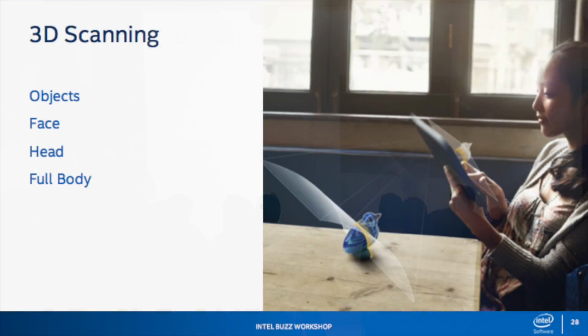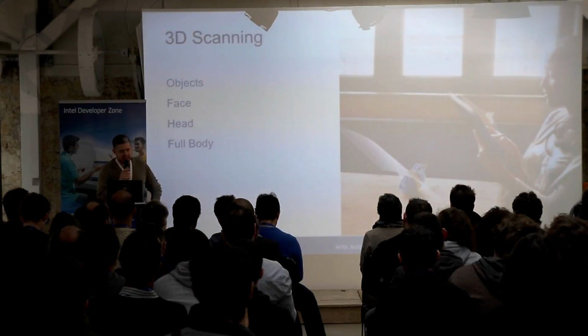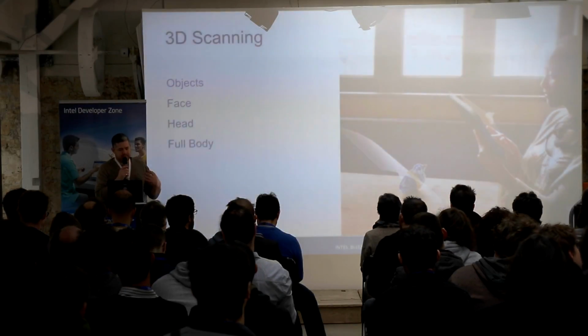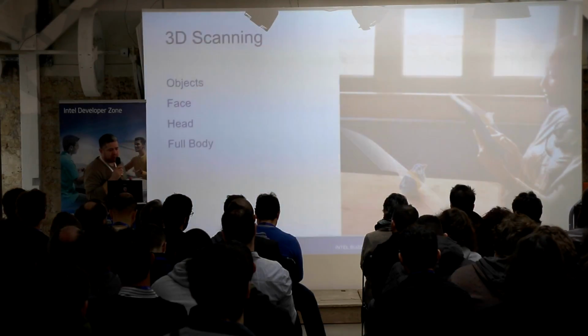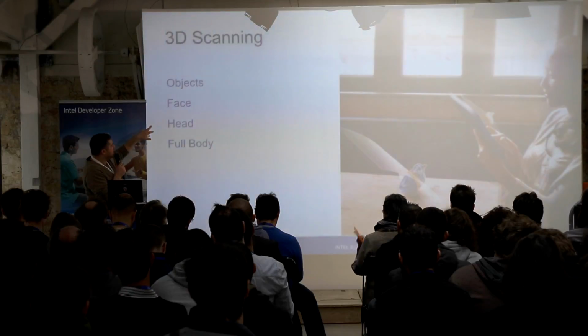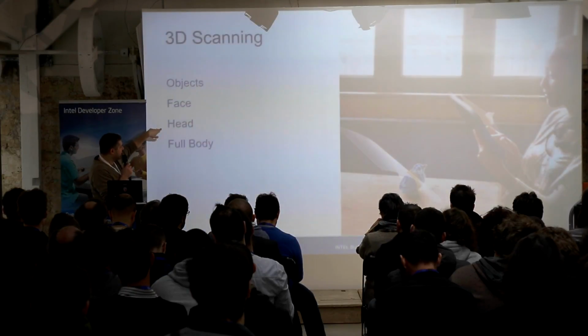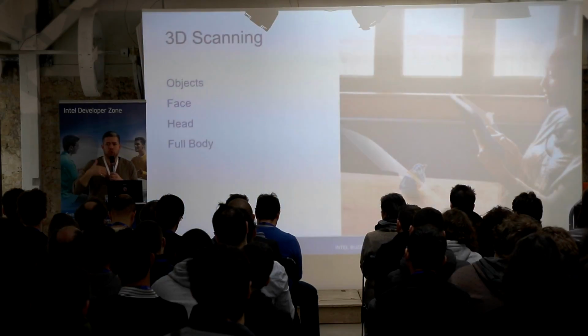Okay, we have a 3D scanning module. The 3D scanning module is capable of recognizing objects, face, head, and full body. Again, this really depends on what camera you have. A front-facing camera you can use for objects and for face. For head and full body, you need a rear-facing camera because you have more range in a rear-facing camera.